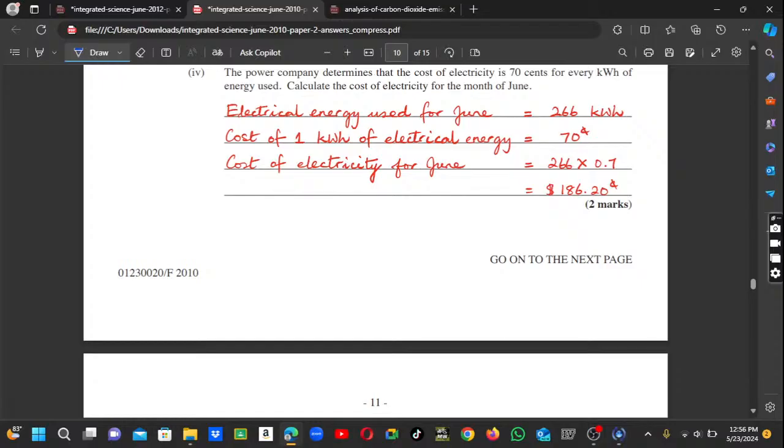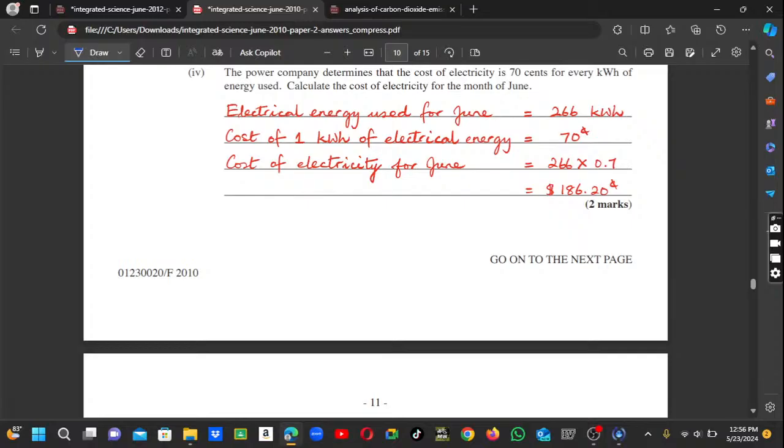will be 70 cents. So therefore, someone asks about POB paper 1. I will do POB paper 1 later this evening, so I need everyone to stay tuned. After everyone finishes the integrated science paper 2 today, then I will do paper 1 after.